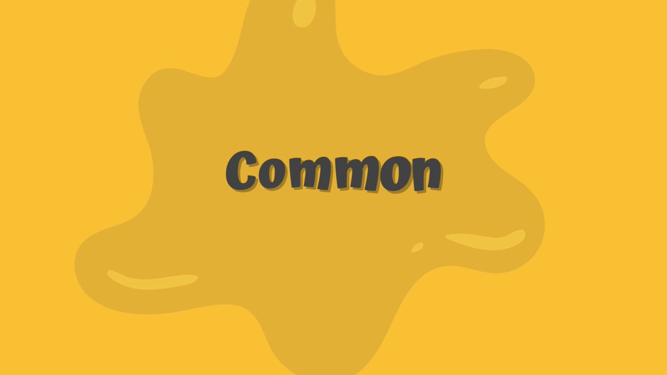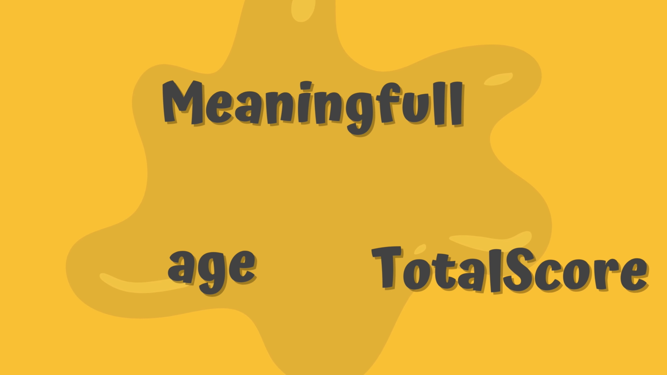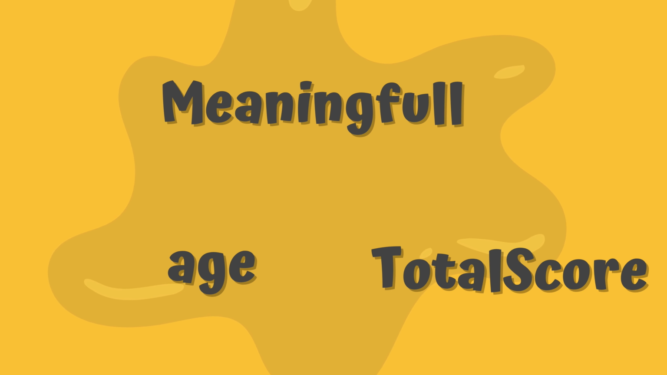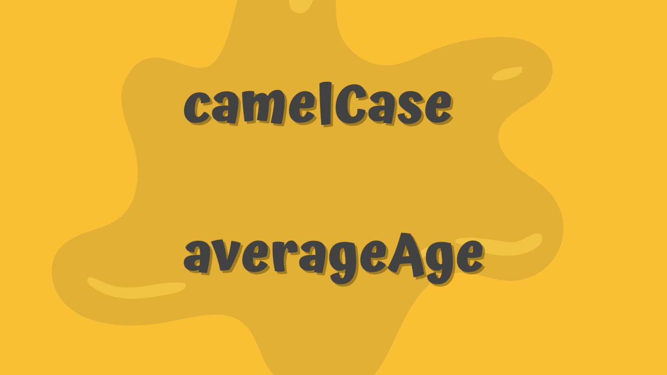Some common practices. Choose names that describe what the variable holds, like age for storing age or total score for holding a total score. For multi-word names, use camel case. Start with lowercase and capitalize the first letter of each new word.